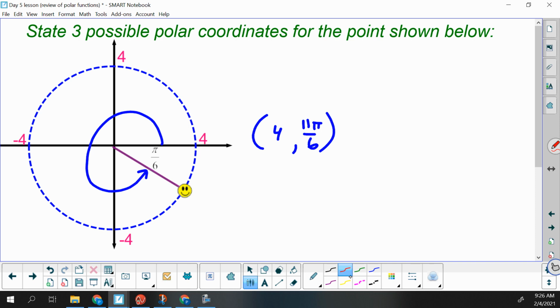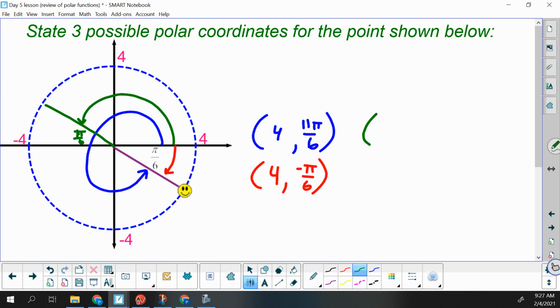Well, you also could have gone backwards to get there. So we could have had a radius of 4 and had negative pi over 6. Another thing we could have done is gone to the second quadrant and then used a negative radius. So we would want the pi over 6 reference angle there again. That would mean that green circular arc would be 5 pi over 6. So we could do a negative 4 radius and an angle of 5 pi over 6, and that would send it to the smiley face.